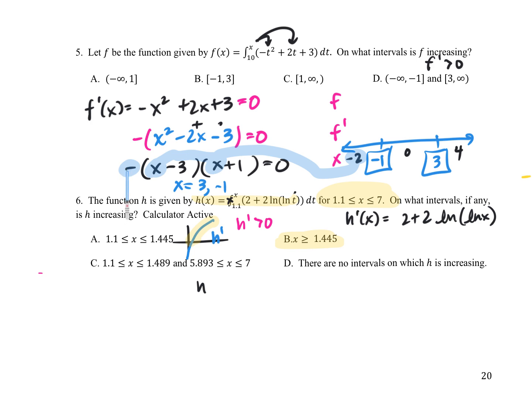If I plugged in a negative 2 here, what would this be, positive or negative? A negative times a negative times that negative is negative. If F prime is negative, that means my function is decreasing. Well done, you guys. If I plugged in a 0 right here, 0 minus 3 would get me a negative times a positive times a negative, which is a positive.